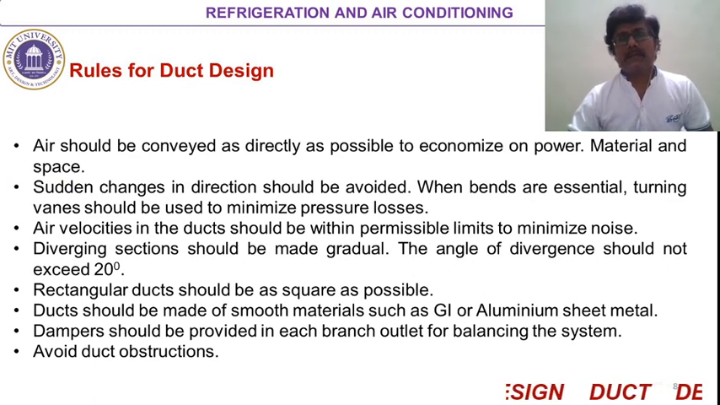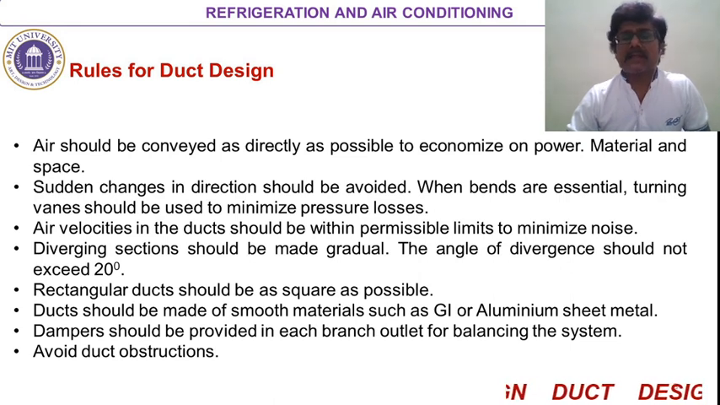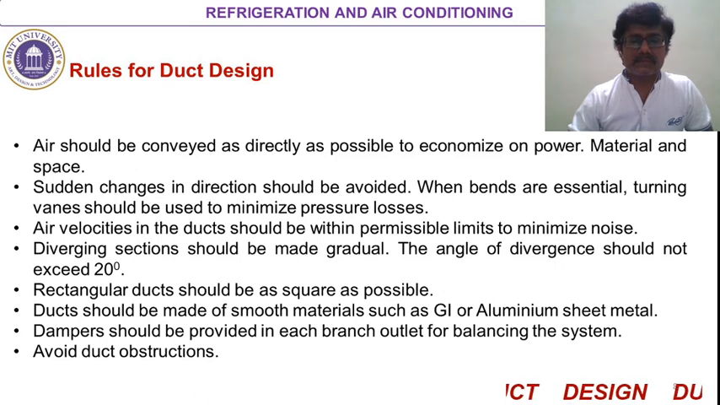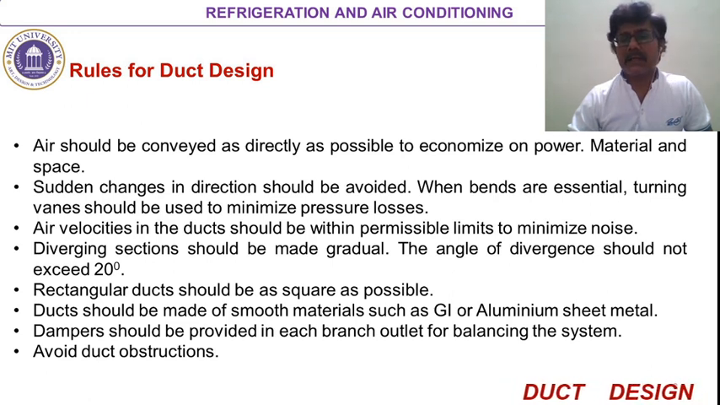Now, having looked at the preliminary information for the duct, there are certain guidelines or rules one can follow for the design of the duct, which should be taken into consideration. So let us look at these guidelines, these rules, one by one. The air should be conveyed as directly as possible to economize on power, material and space. Losses would be lesser if the air is transferred directly to the air conditioned space.